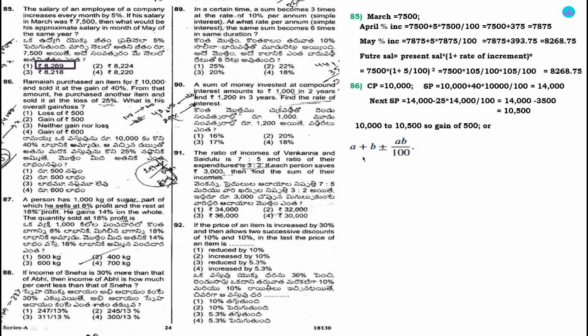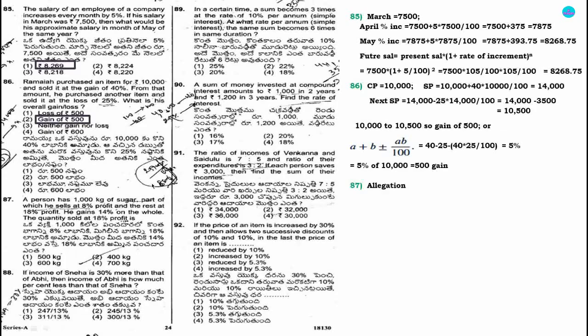This we can do with a formula also: A plus B plus or minus AB by 100. Here A is positive, means gain, so we will add. Loss means we will do subtraction. So 40. Now next is loss, so minus 25, minus of, because it is a loss, 40 into 25 by 100. If you solve it, you will get 5%. So 5% of 10,000 is 500 gain. As it is positive, we get it as gain. So we can do it like this also.